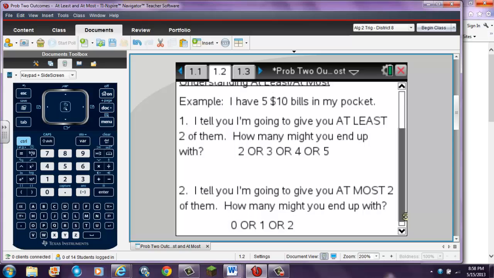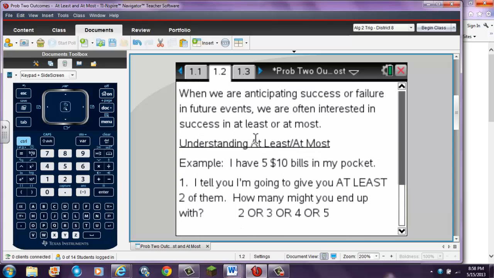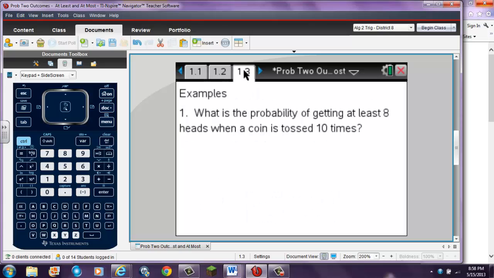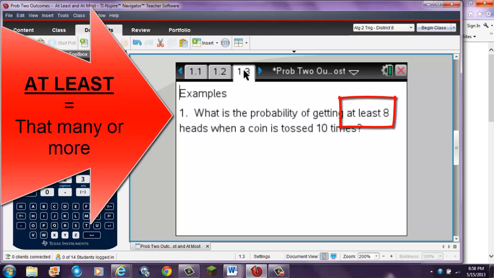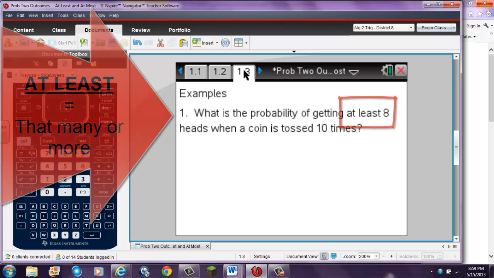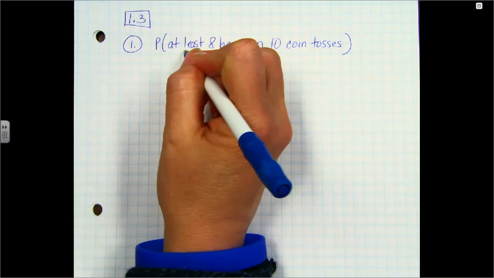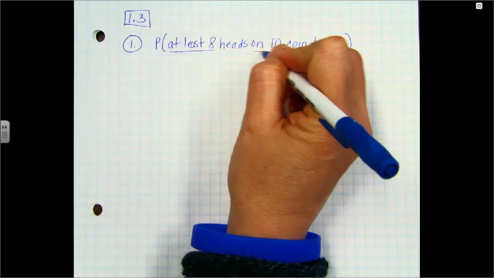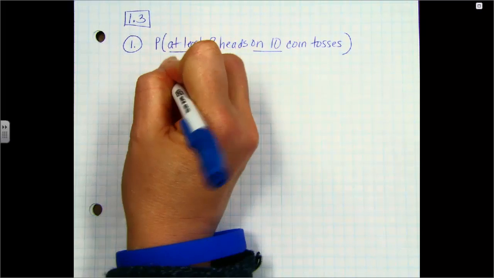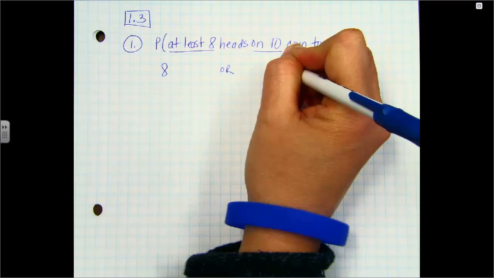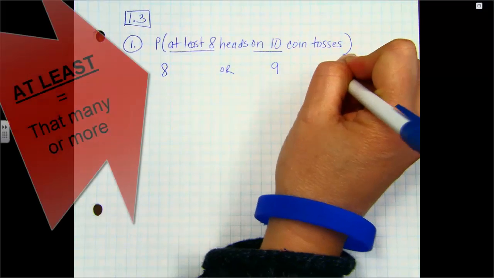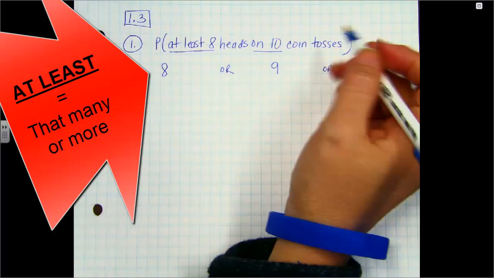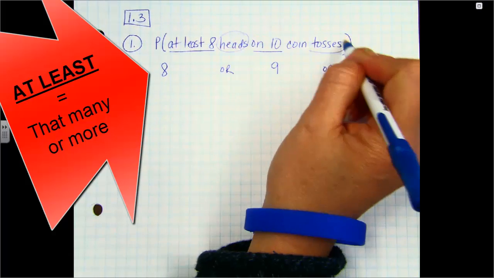So we'll take the idea of at least and at most and apply it to yesterday's exactly problems on the rest of the document. So I have the probability of getting at least 8 heads when a coin is tossed 10 times. At least is that many or more. When I set this up, the first thing I do is write that down to help myself. At least 8 out of 10 is 8 or 9 or 10. At least is that many, 8 or more, all the way up to that 10.